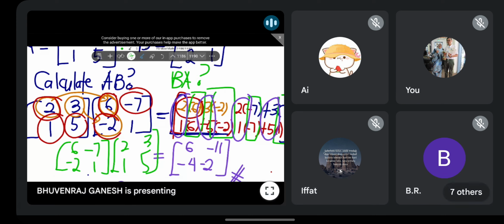Okay, it's not the same. You can try and see. Okay, you try to check. One element is enough. 6 times 2, 12. 12 plus negative 7 times 1, negative 7. So you will get a 5. 12 minus 7 is 5. So it means that this one I get 6. So it's not correct already.